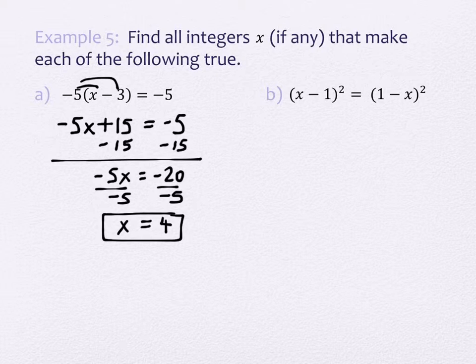What do you think might be a good step to make sure that you got the right answer? Plug it in. So if we go back to the original problem, whether we write it down or whether we do it in our head, if I put a 4 in right here, what is 4 minus 3? 1. And what is 1 times negative 5? Negative 5. Okay.